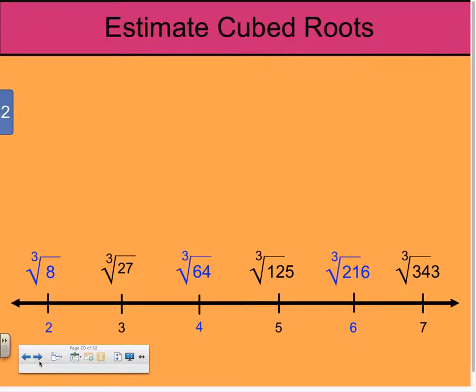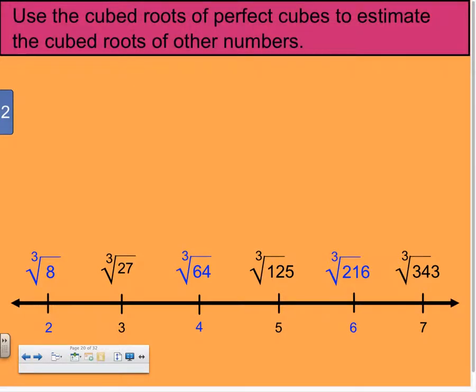Now we can do the same thing with cube roots. I also can use the cube roots of perfect cubes to estimate the cube roots of other numbers. Now perfect cubes are going to be a lot less obvious to us because we don't necessarily use those all the time. But the same model applies.